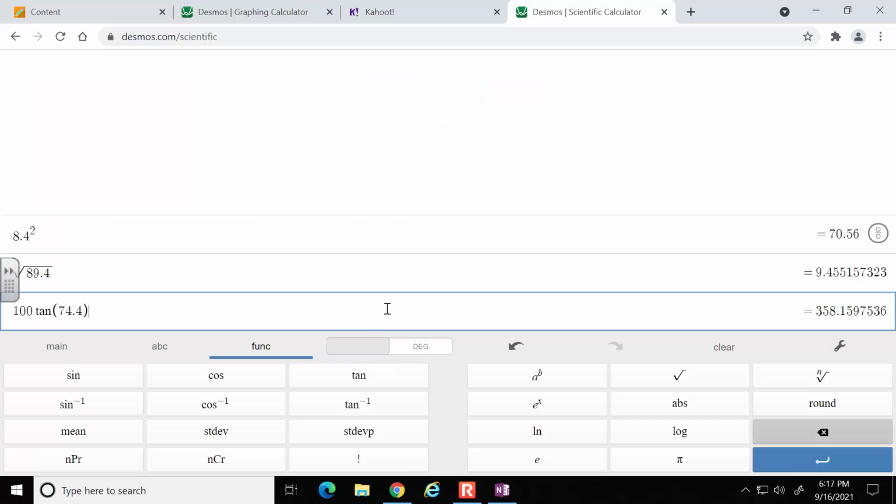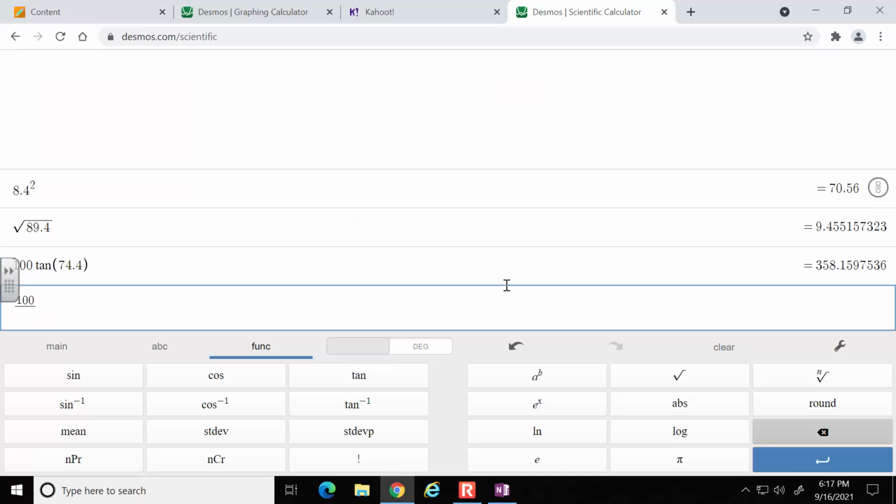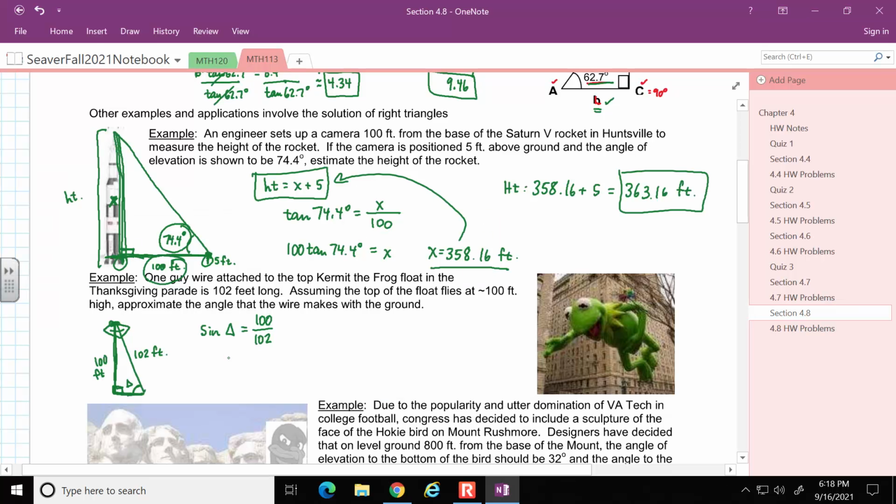So let's figure out what that is first, I guess. That is 0.98 blah, blah, blah. But I don't want to know that. I'll write that in here. 0.98.